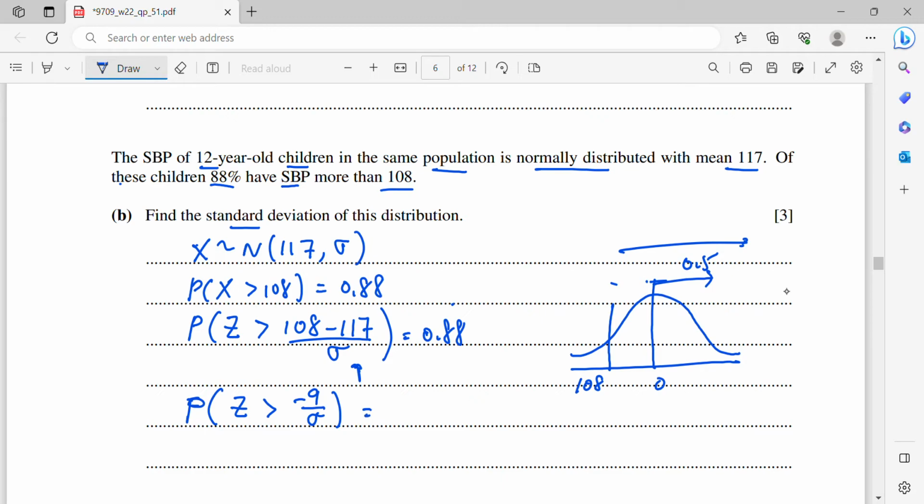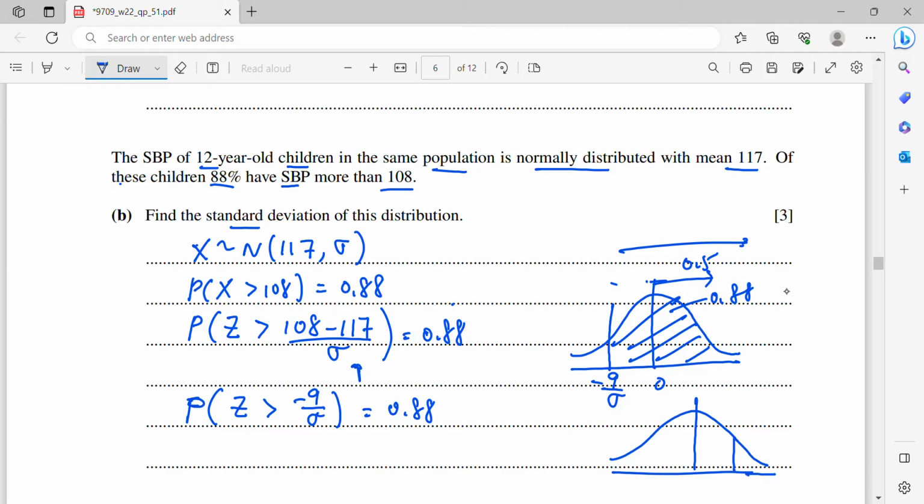Okay, I simplify first. So here 0.88, which means I will label this line as negative 9 over sigma. And this whole region is going to be 0.88. From here, obviously, the line is negative, but when you refer to the table, the Z value is always positive, which means now I have to flip this line to the right hand side.